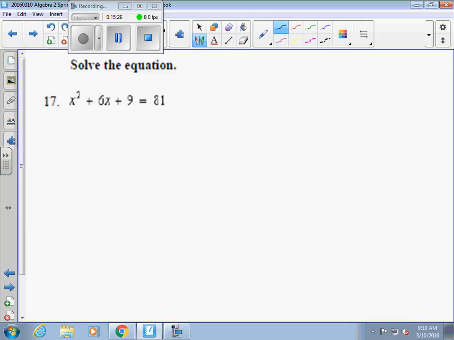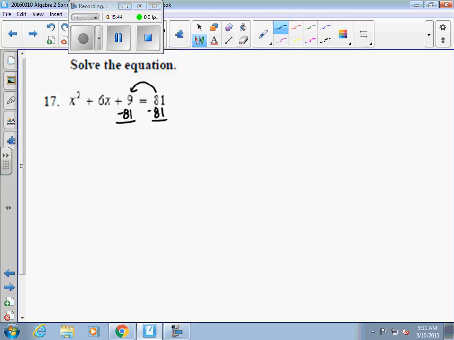Number 17 says solve this equation. It's not equal to 0. It needs to equal 0. 81 needs to go over from this side to this side. So in order to do that, you need to subtract it and make it equal to 0. If you do it there, do it here.